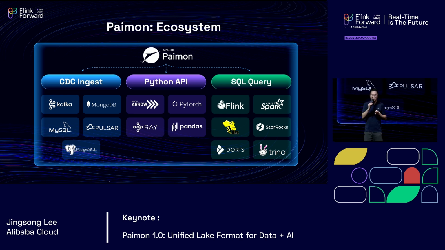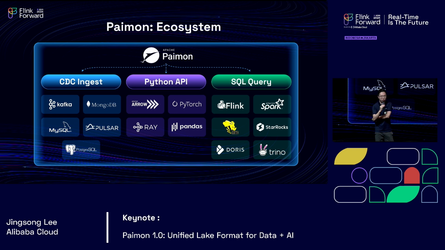It is very easy to do CDC ingestion from Kafka to Paimon with schema evolution. That is very convenient. And also MongoDB, MySQL, Pulsar, and PostgreSQL. And then in 1.0, we also introduced a Python API on top of Paimon. Through the Python API, we can unlock many Python ecosystem tools, like Arrow, PyTorch, Ray, Pandas, and more.